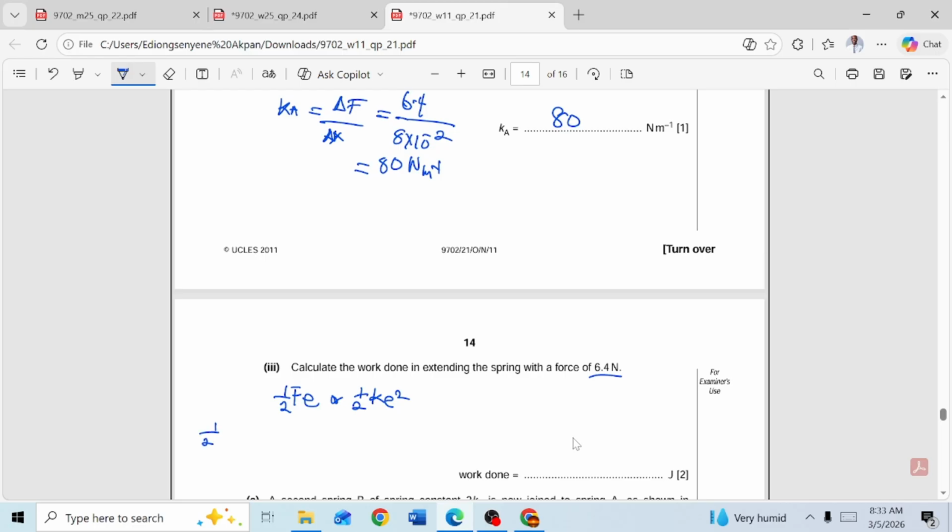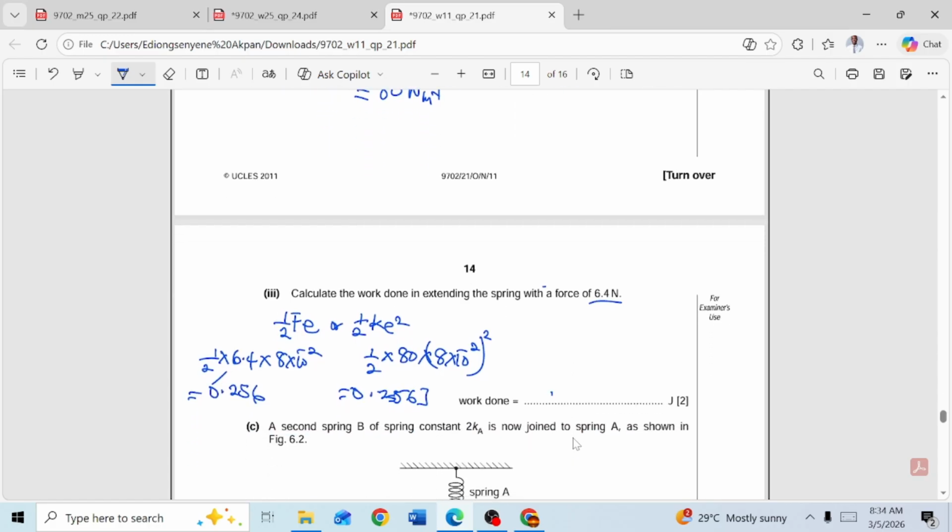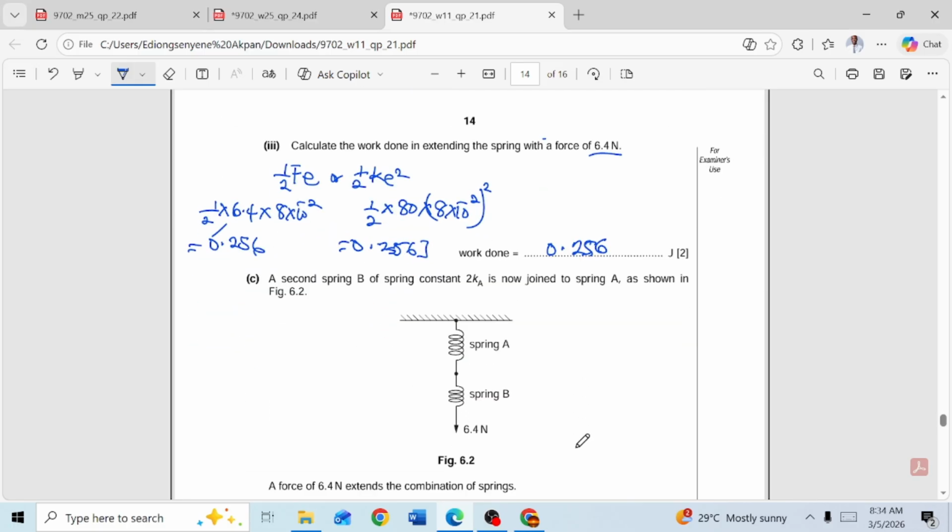1 over 2, the force is 6.4 and the extension is 8 times 10 to the power minus 2. Put this in your calculator. Let's also look at 1 over 2 times spring constant, which is 80, and the extension is 8 times 10 to the power minus 2, all squared. Let's see what that will give us. You can see that the two of them give us 0.256. You can use any of them once you know what to do.